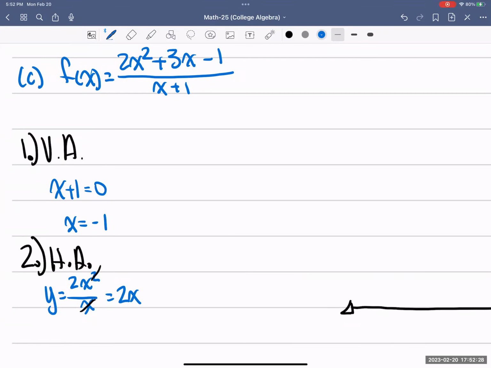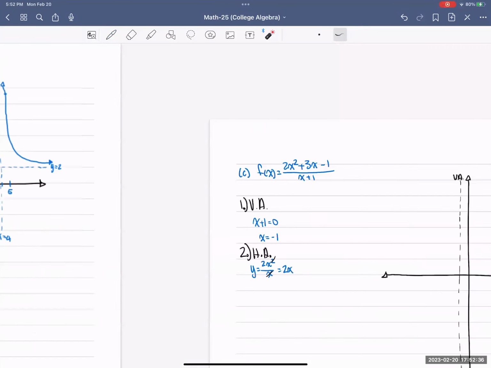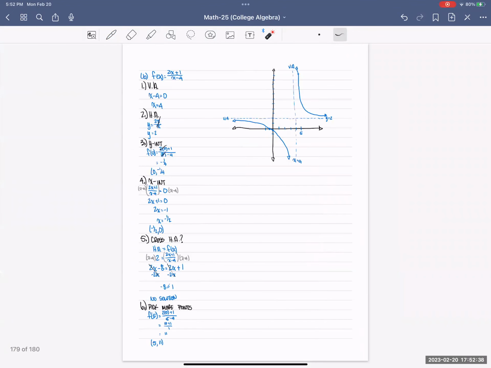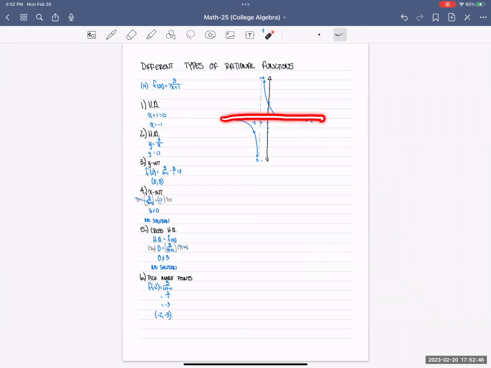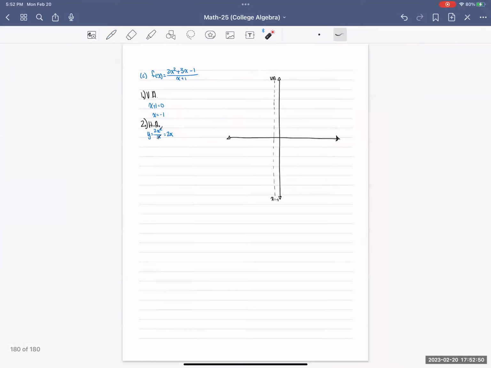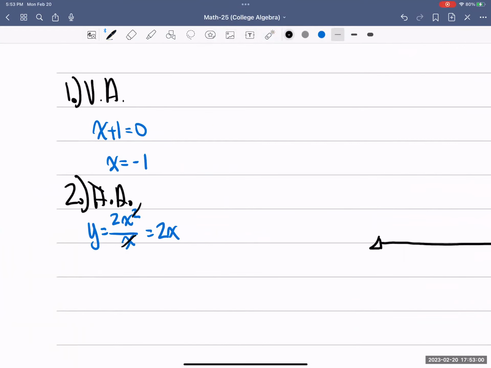So what ends up happening here, as we plug more and more numbers into this value, we're not getting to a specific value. Notice that over here, we started plugging really big numbers in and got really close to the horizontal asymptote. Well, over here, we don't have a horizontal asymptote. What we have is an oblique asymptote. So I'm going to cross this part out and say oblique asymptote.